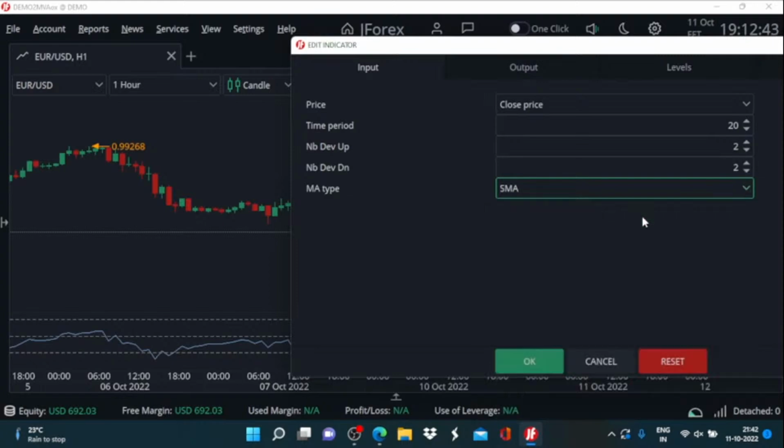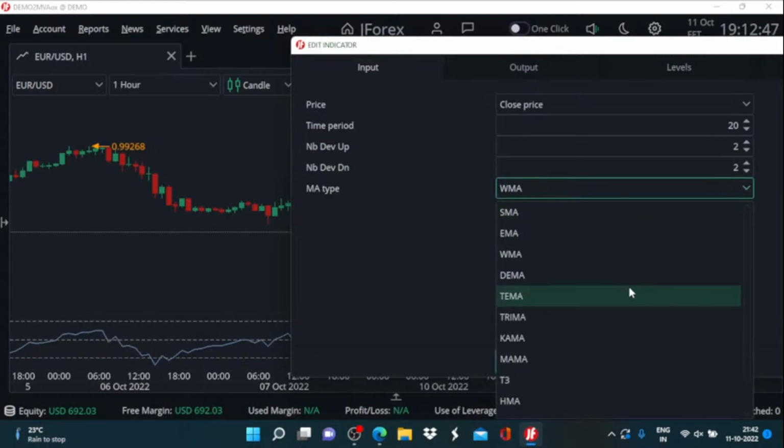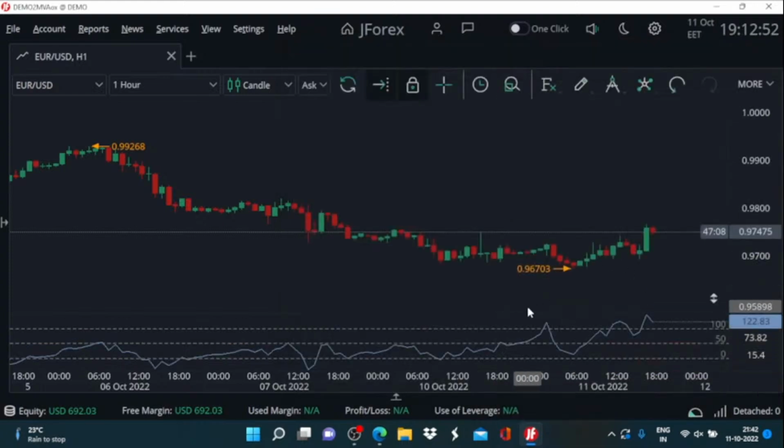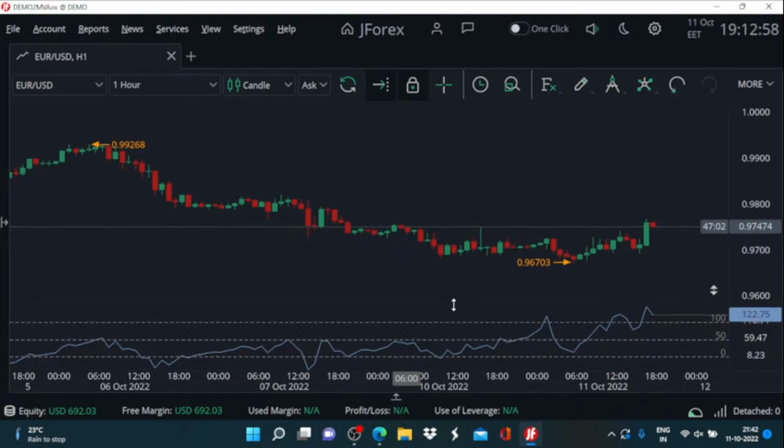EMA, SMA, WMA, T3. When we use T3, we will have a lot more smoothing in the output of this indicator. But the major trend is going to be the same. The only difference is, in this case also, it's a matter of time for the indicator to catch up on different types of moving averages.